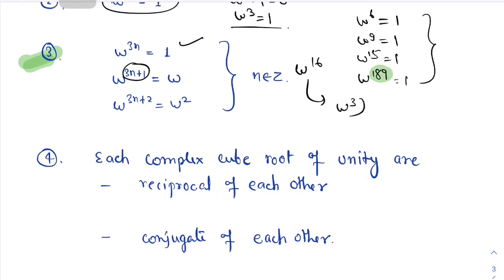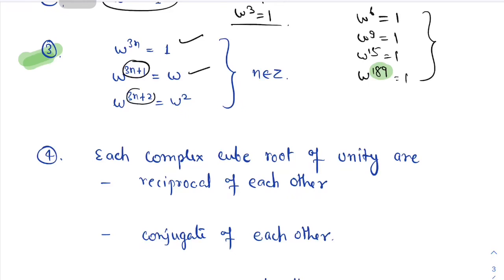I can write this as omega to the power 3, whole to the power 5, into omega. So this part becomes 1 and we are left with omega only. So if the power upon dividing by 3 leaves remainder 1, then the answer will be omega.